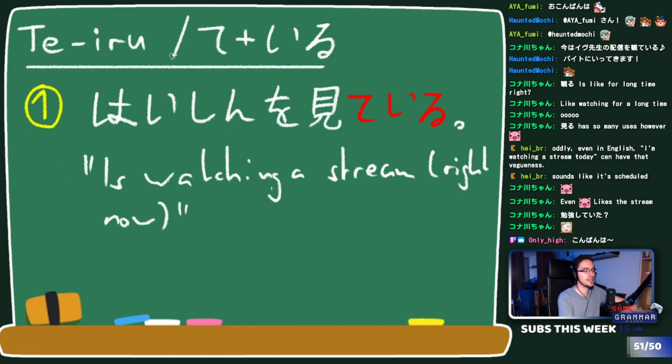So 配信を見ている would be another example of this progressive usage. You can also say 毎日配信を見ている. I'm watching streams every day. Then it's again a habitual action. That's just what you do every day.